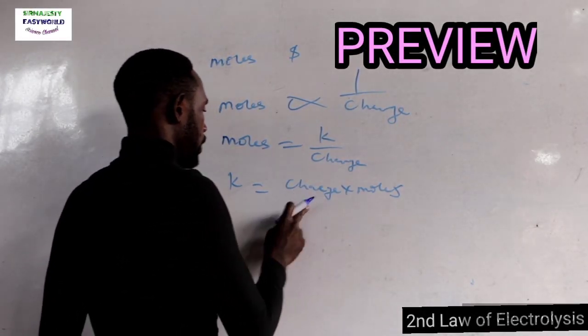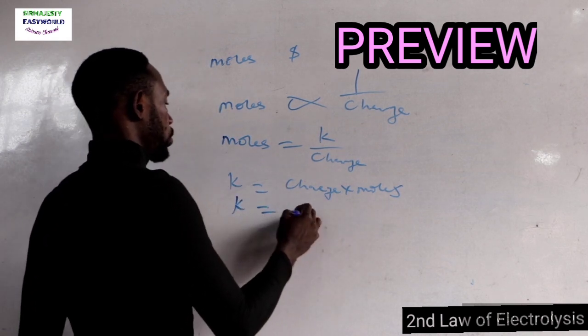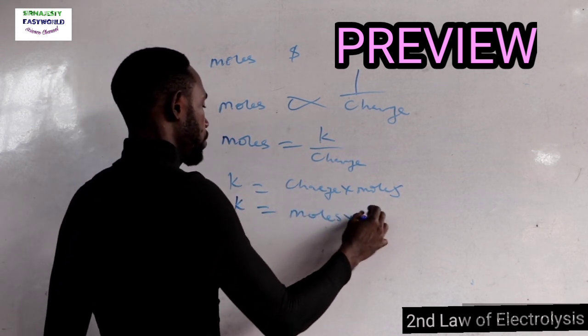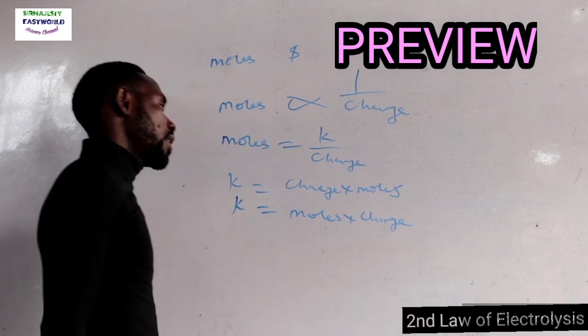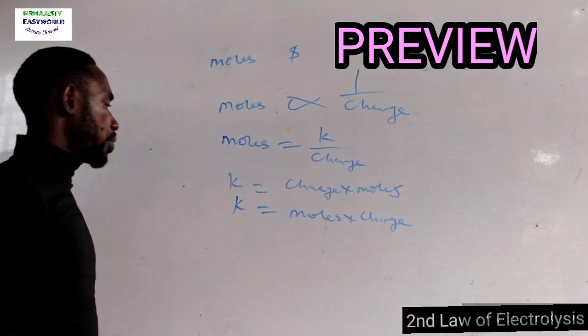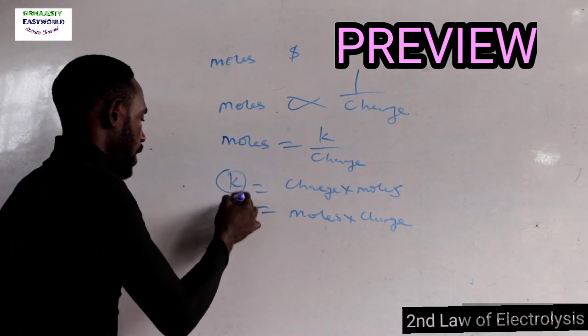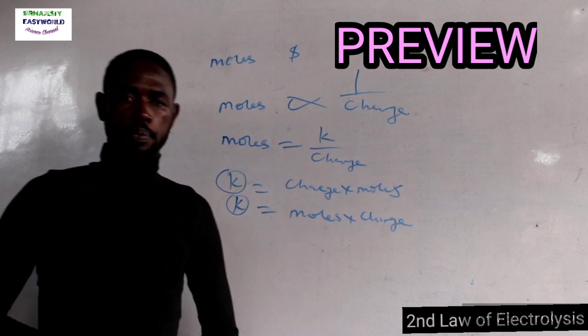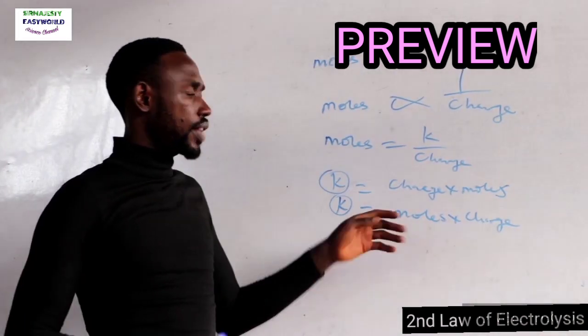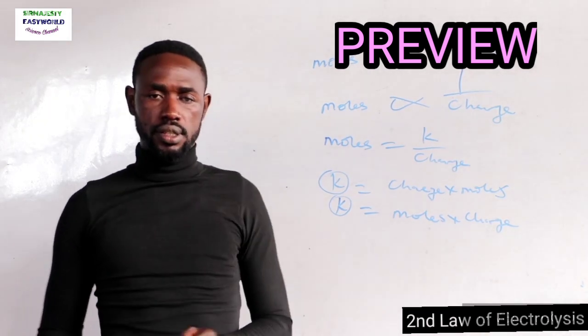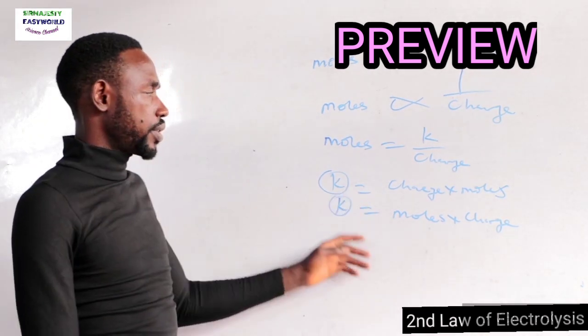K is equal to charge times mole, or rather K is equal to moles times charge present in this case. Now, I want us to use this K and make it X. I just gave this particular thing a name so that the calculation becomes very easy. Just follow up. You understand that this is the simplest way to do it.